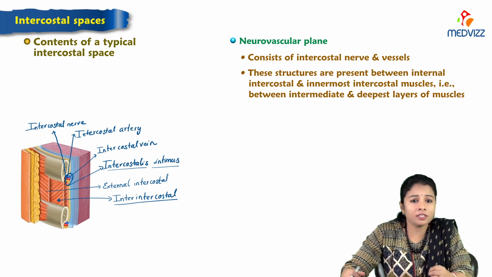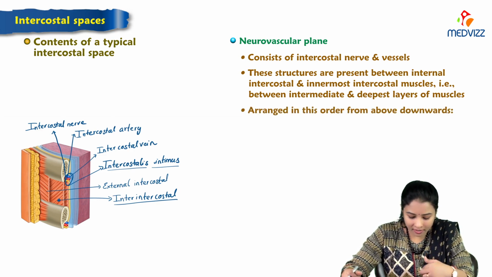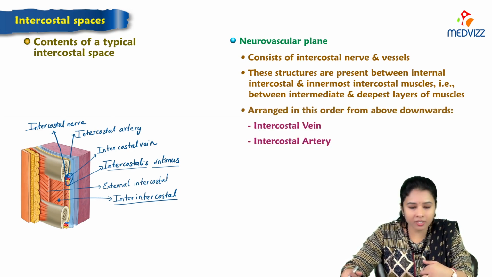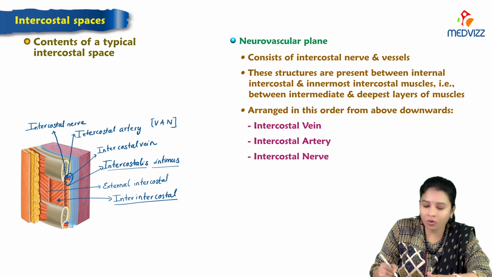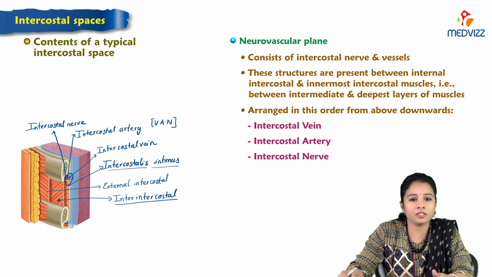So between the intermediate and deep layers of muscles, they are arranged in this order: vein, artery and nerve. We can say VAN structures. From above downwards, it is the intercostal vein, intercostal artery and intercostal nerve.